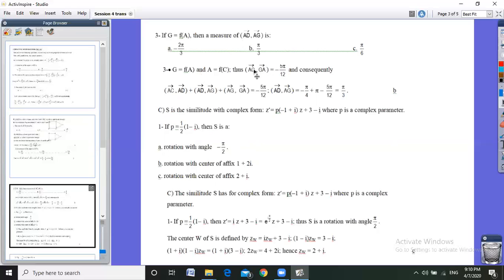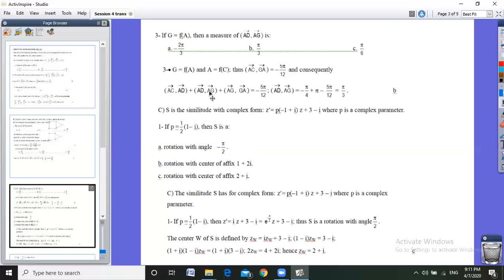AD, AG. Let's insert here between AC and GA: AD, AG. Yeah, we get here (AC, AD) plus (AD, AG) plus (AG, GA). It's required to insert two vectors here. (AC, AD) plus (AD, AG) plus (AG, GA). Right. This angle, we have it: minus 5 pi over 12. Now (AC, AD) plus (AD, AG) plus (AG, GA) equals minus 5 pi over 12.